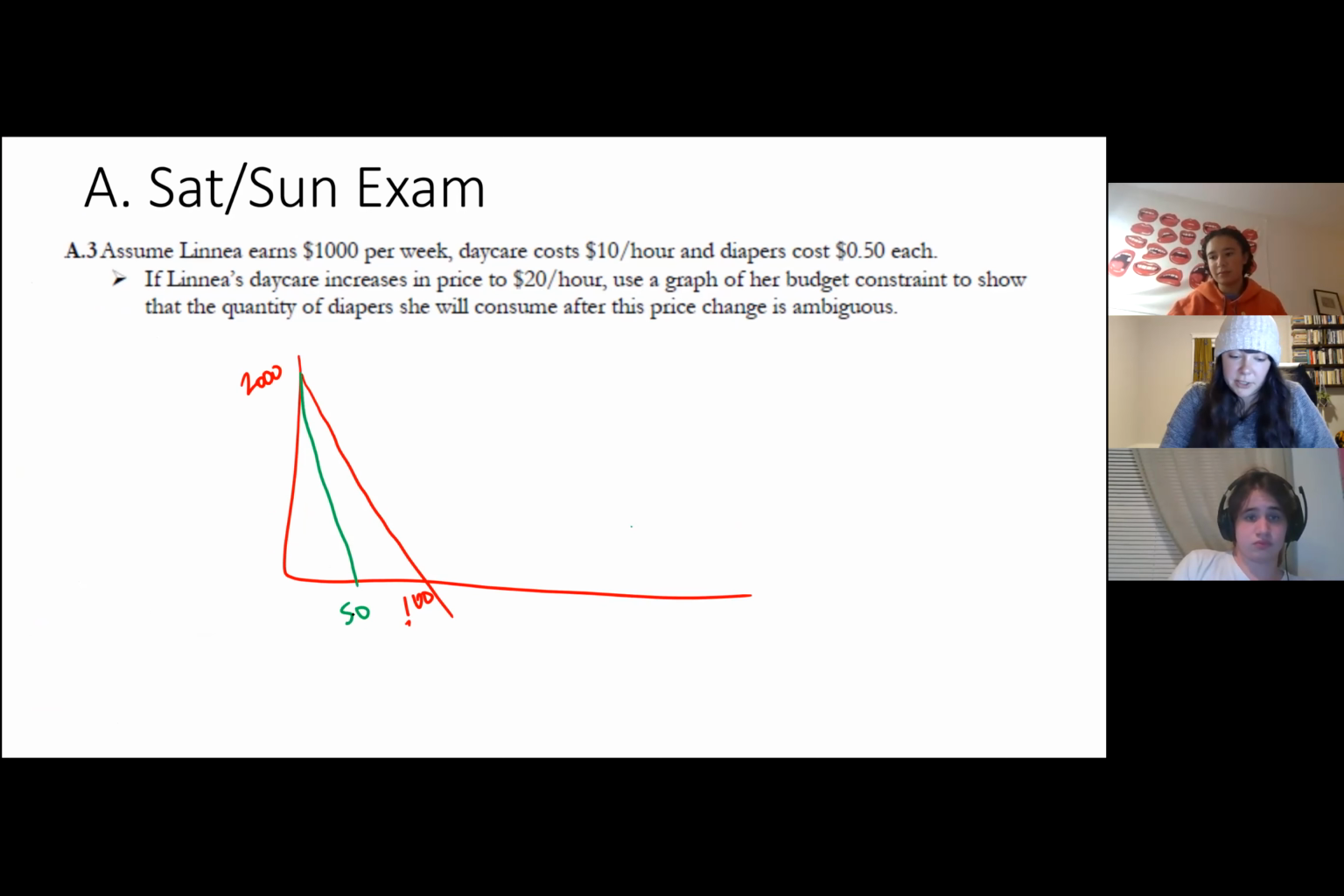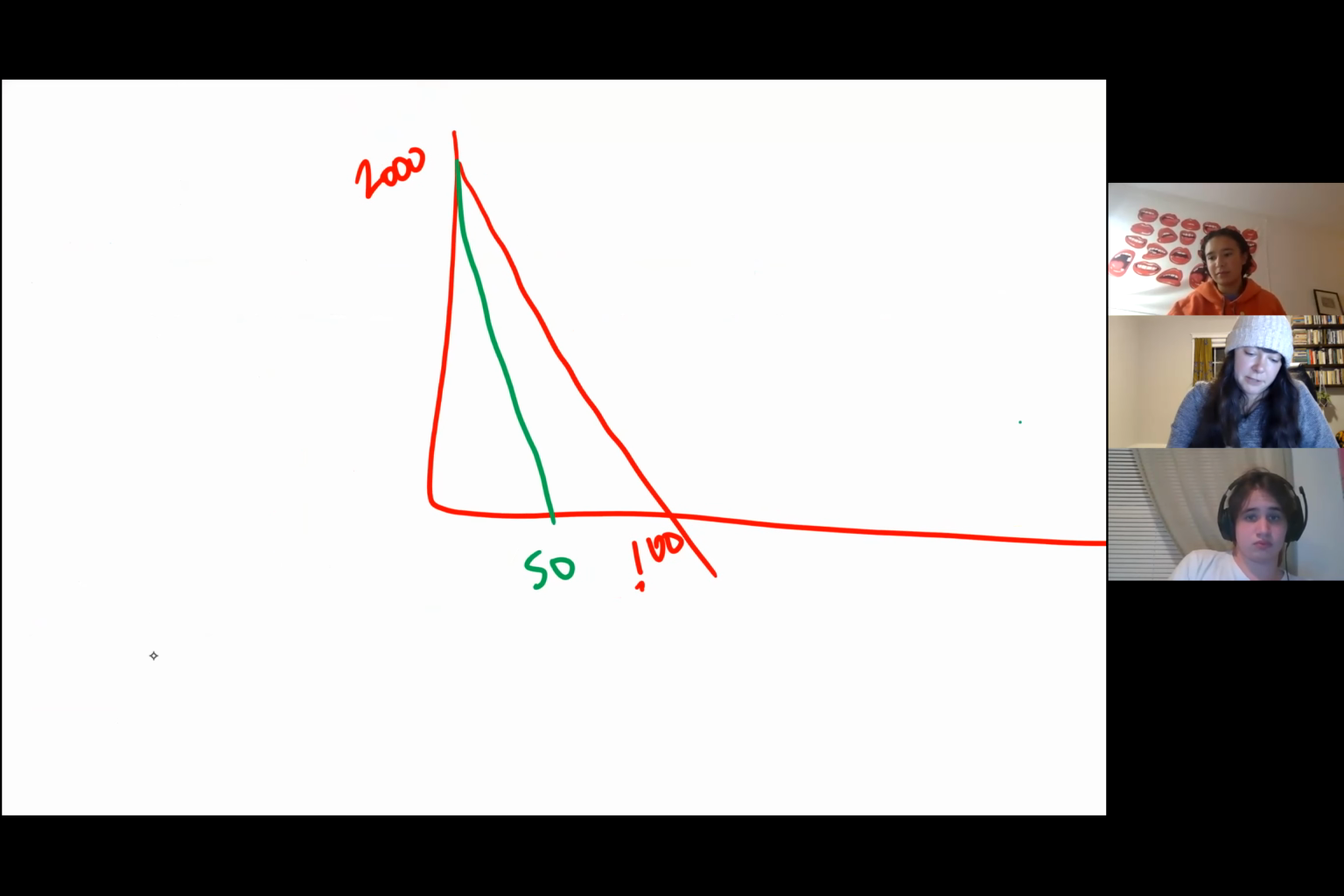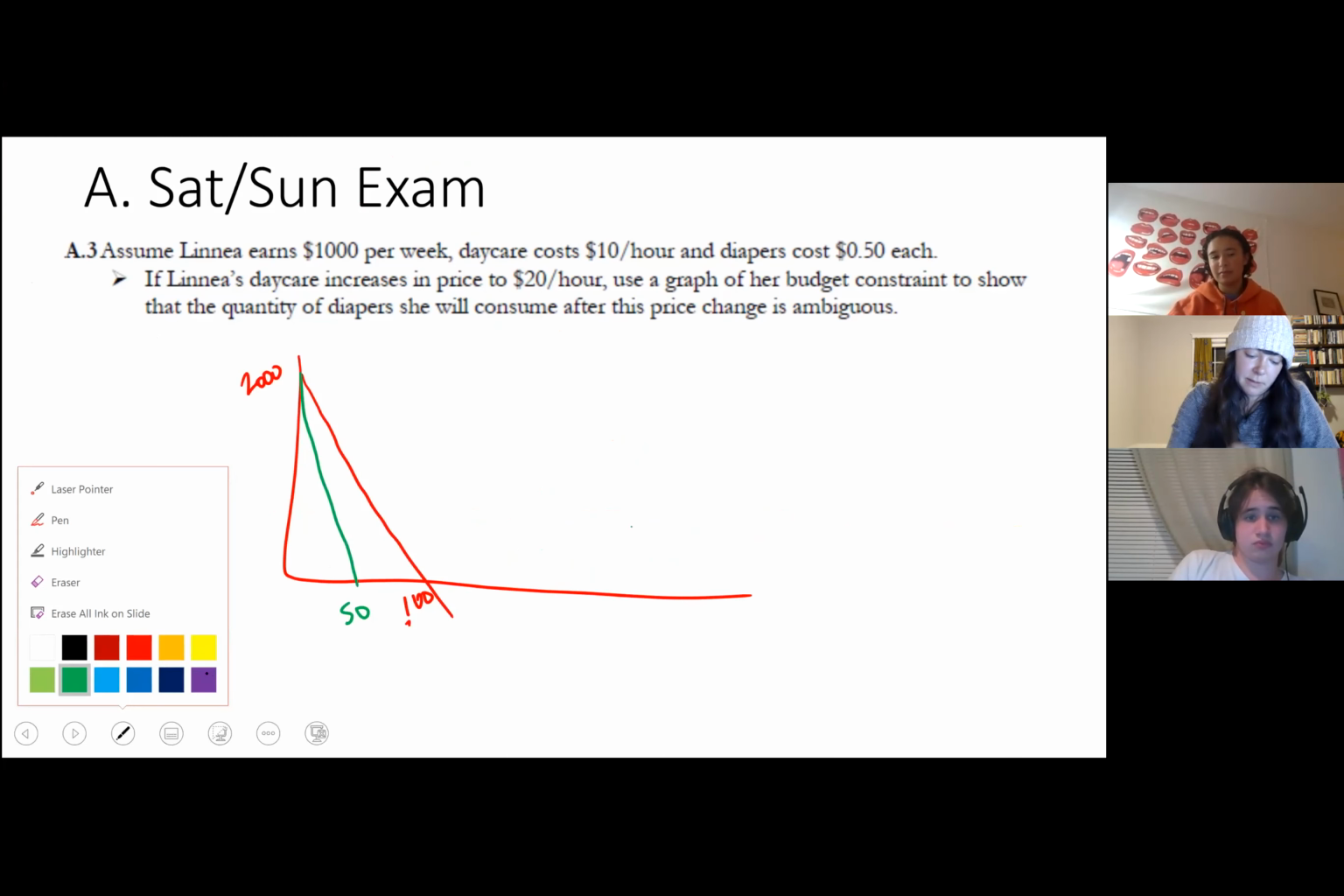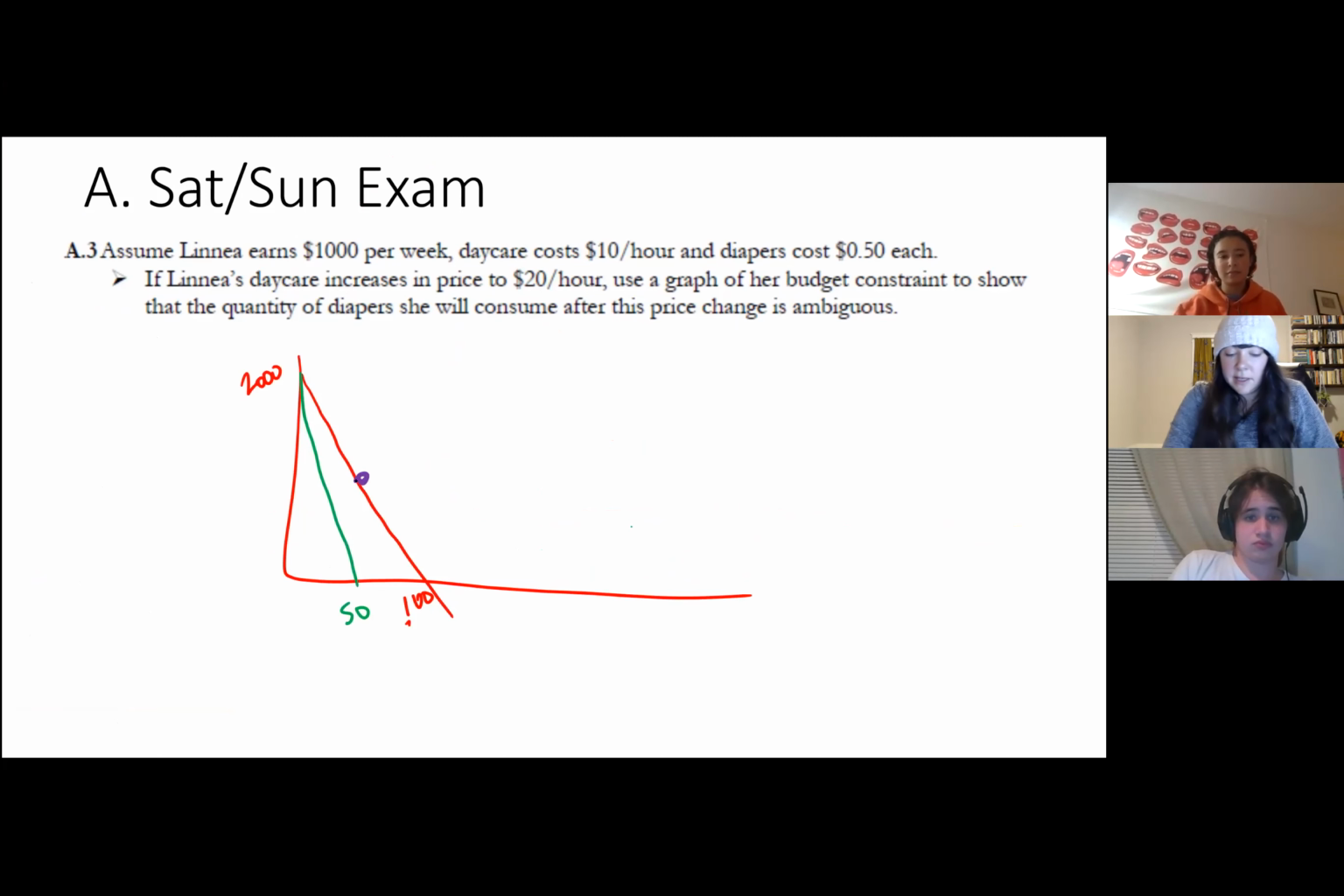That's the rotation. If she was being efficient with her money, she was somewhere on the budget constraint like this. So if the income effect dominates and after the rotation, she's going to buy less diapers than she was before, right? This is the quantity of diapers she was buying before. Then she's going to move somewhere like this afterwards. That would be the quantity of diapers falling. And that's if the income effect was dominant.